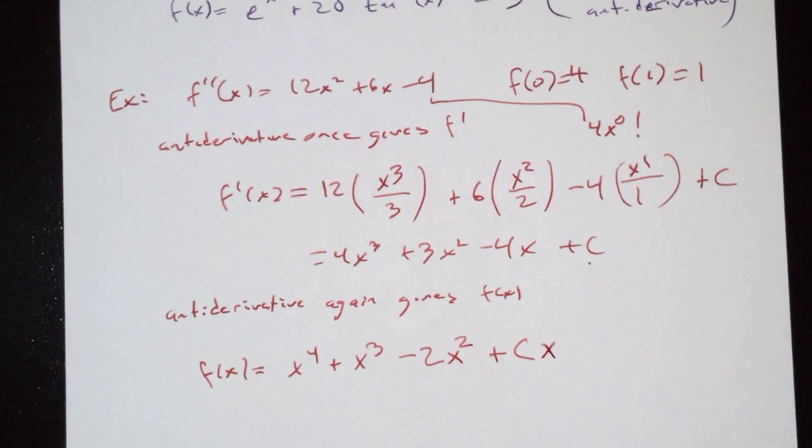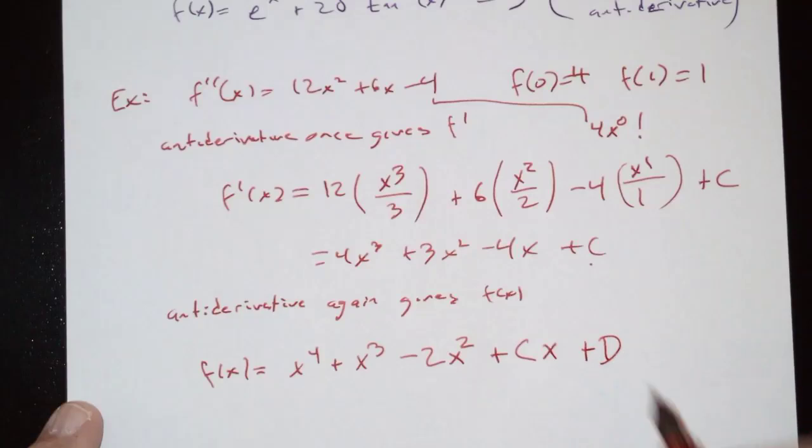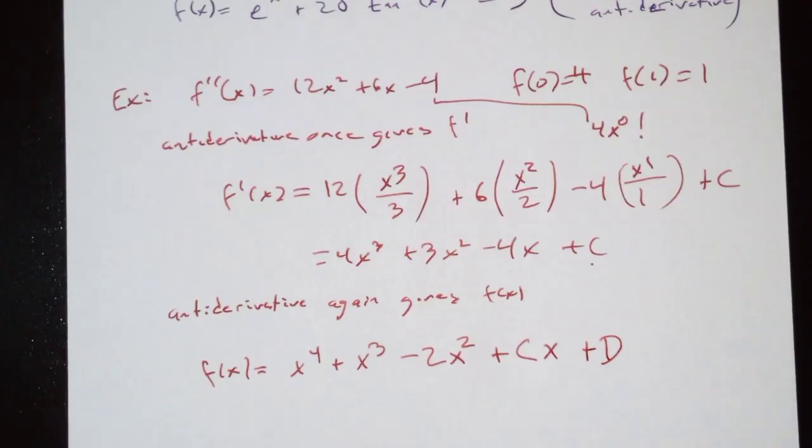But wait, there's more. I already used C. I need to use a different letter this time to make sure I can tell these two things apart. So you could call it anything you want. You could call it C with a hat on it. You could call it C prime, whatever. But it's another, potentially different number. I don't know what either number is. But now you'll notice I have two things I don't know. I don't know C and I don't know D.